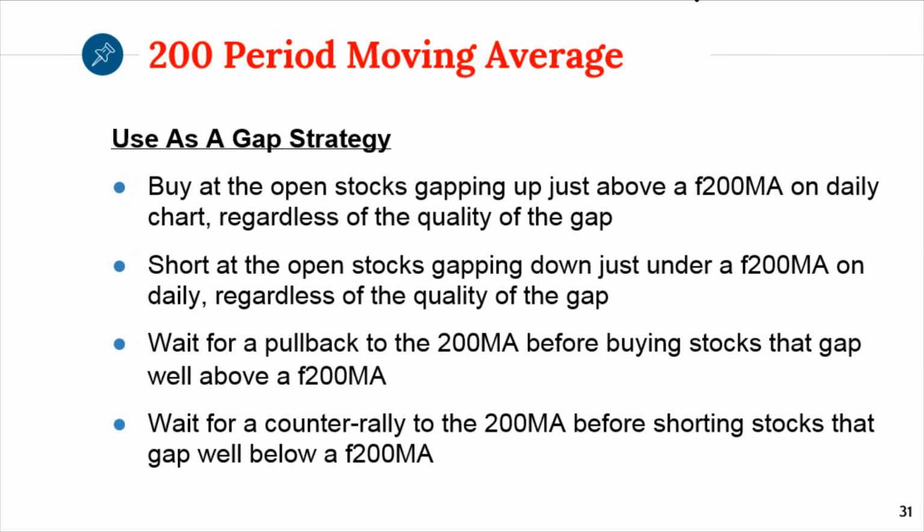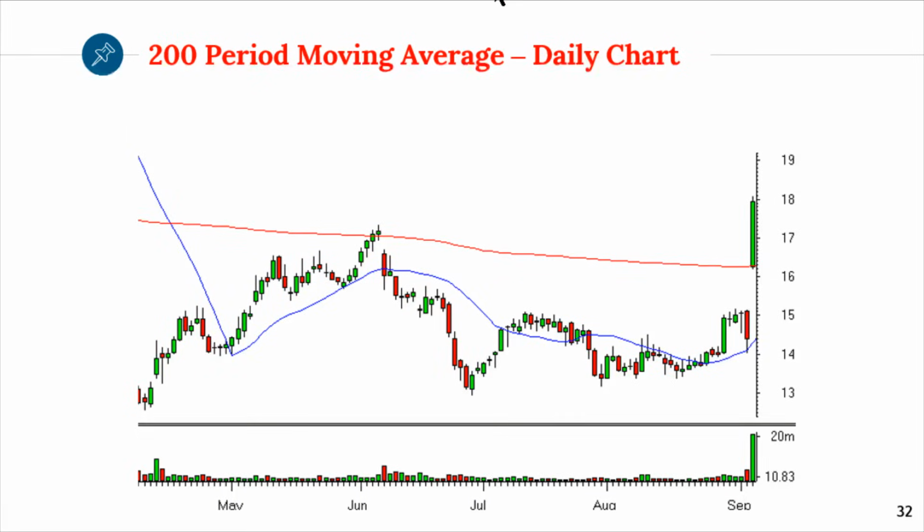However, you want to wait for a pullback to the 200 MA before buying a stock that is gapping well above a flat 200 MA. So if it gaps well above on the daily chart, you want to wait for a pullback. Or if it's gapping well below the 200 MA, then you want to wait for a counter rally before shorting it. Let me show you some examples.